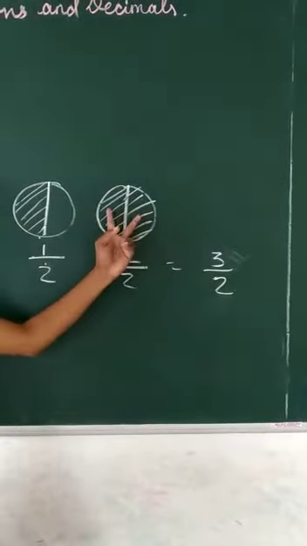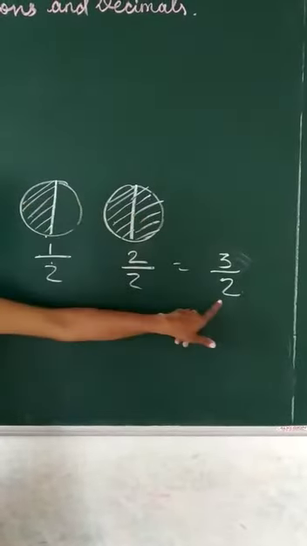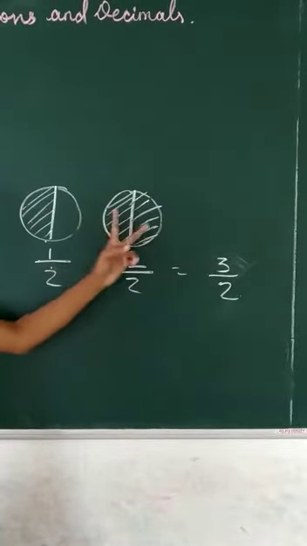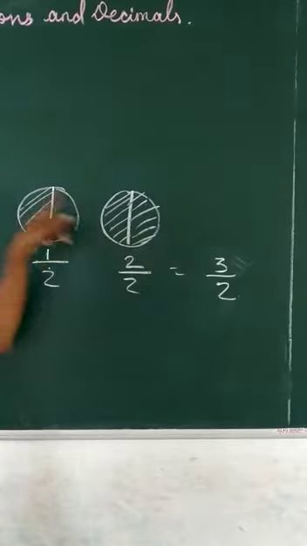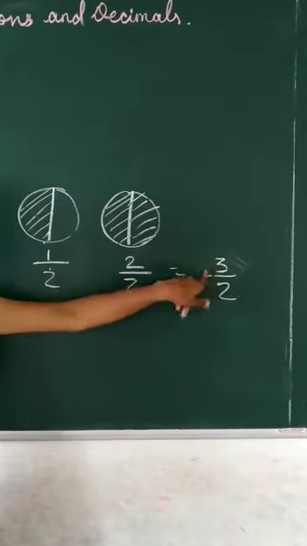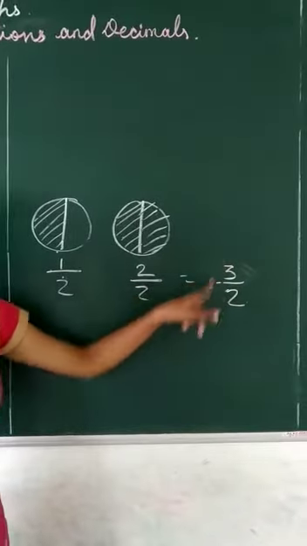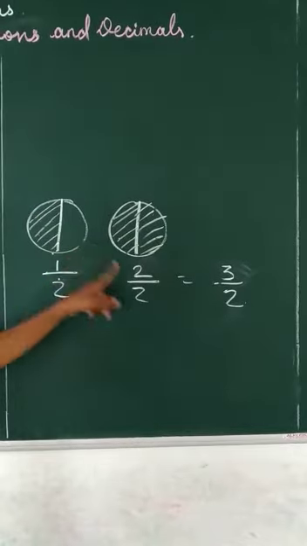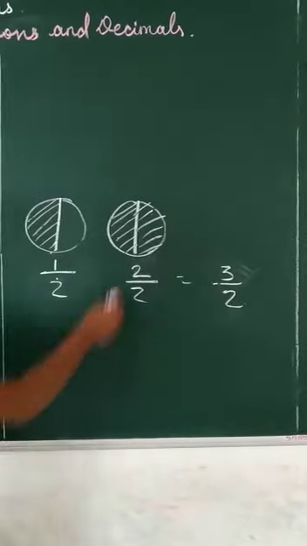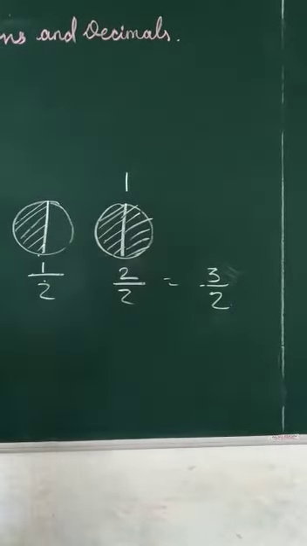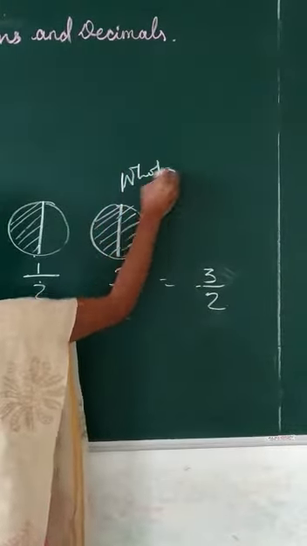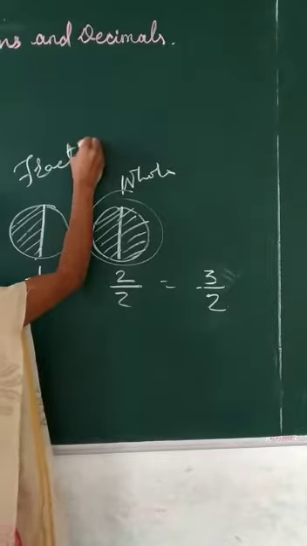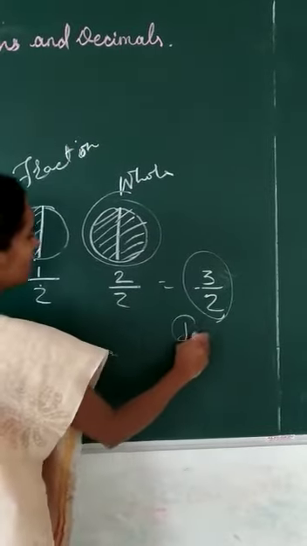Why 2? Because of each whole you have made 2 parts. So the denominator will be 2. And out of the total equal parts, how many parts have you eaten up? 1, 2, 3. The 3 parts you have eaten. So this is called an improper fraction because it is the combination of a whole and a fraction. This 2 out of 2 means 1 whole. This you have selected completely, the whole part. This is the whole, and this is the fraction. So this is called an improper fraction.